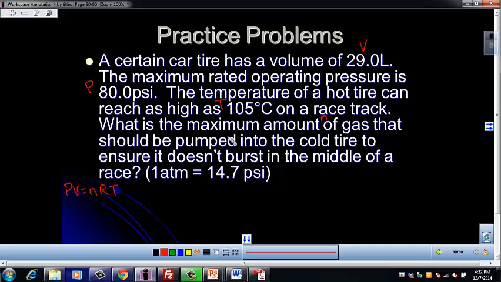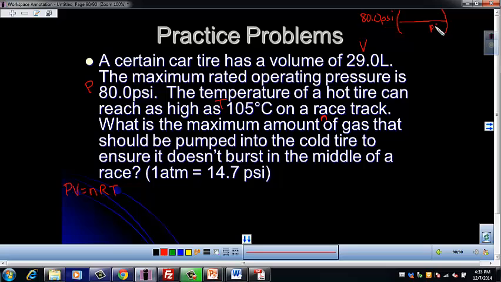Now, though, you notice it's got a conversion factor here. We've got PSI in our equation, and we don't have an R, the universal gas constant, with PSI in it. So we're going to have to take a step of calculating our pressure in atmospheres. So I'm going to come over here and do that. I've got 80.0 PSI, and this is just a straightforward factor label conversion.